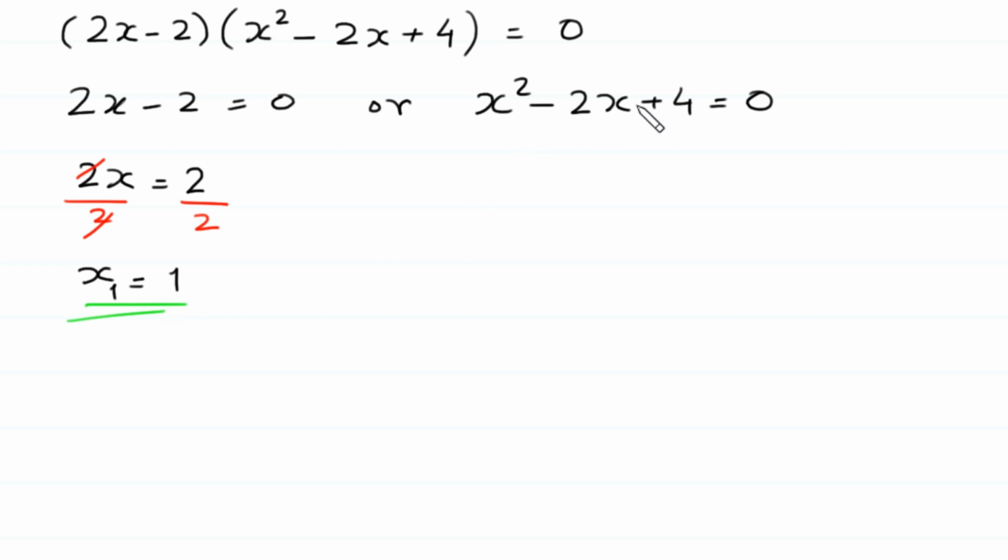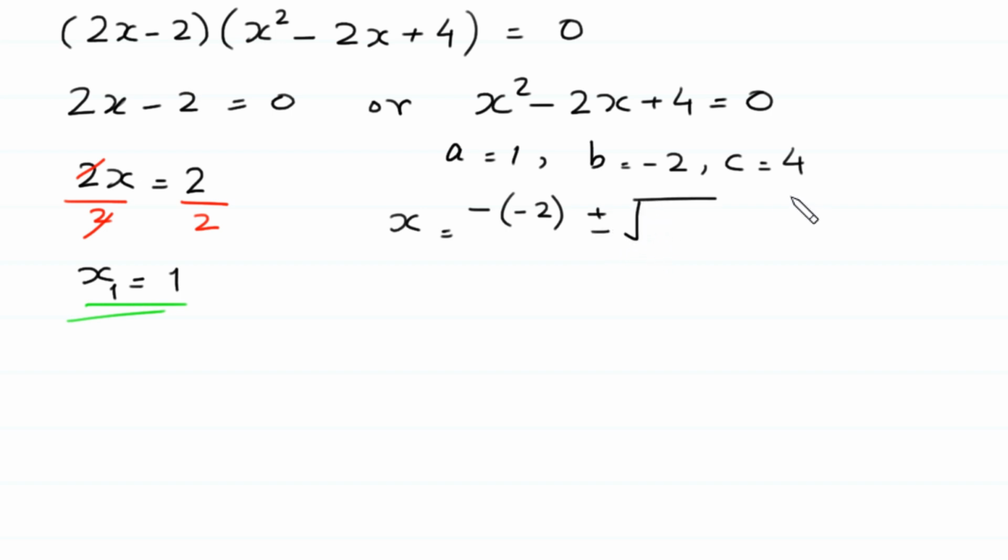This is not factorable, so we solve it by the quadratic formula. In this equation, a is equal to 1, b is equal to -2, and c is equal to 4. And according to the quadratic formula, x is equal to minus the value of b, -2, plus or minus the square root of the value of b, -2, squared minus 4 times the value of a, 1, times the value of c, 4, divided by 2 times the value of a, 1.